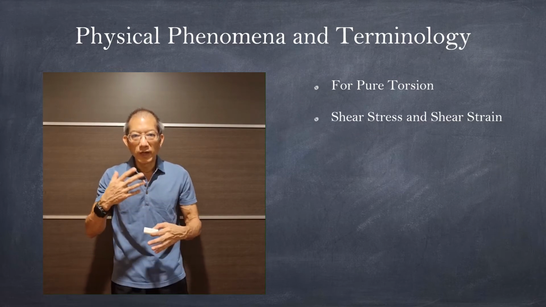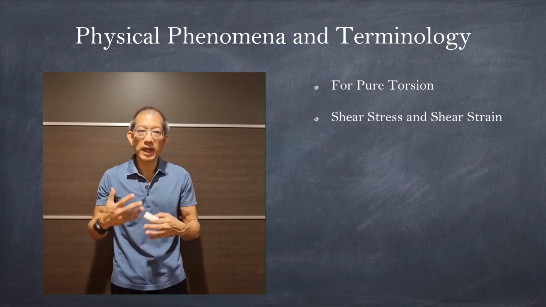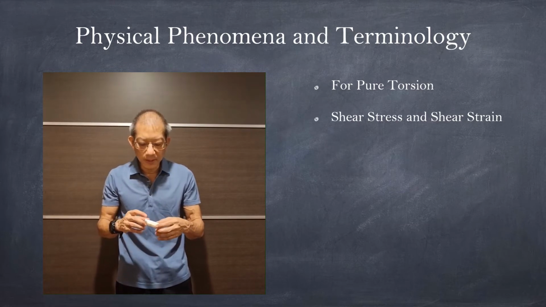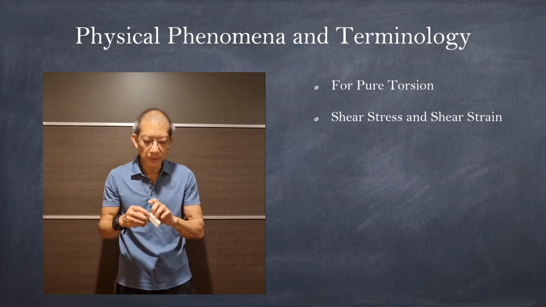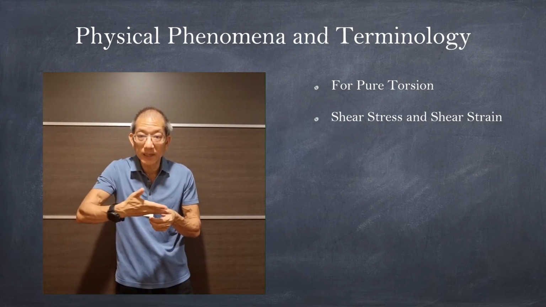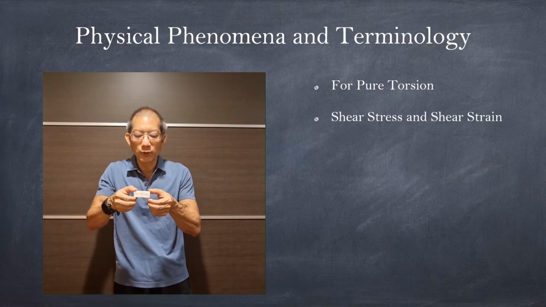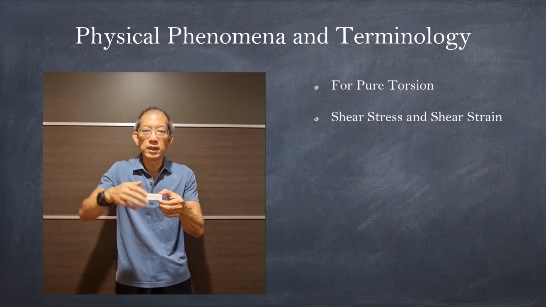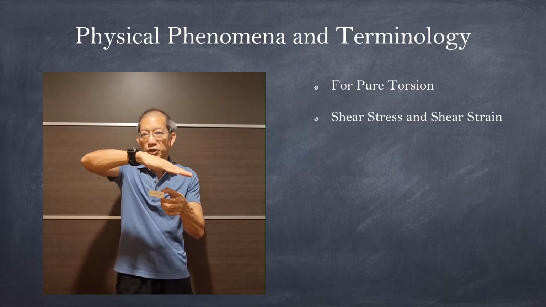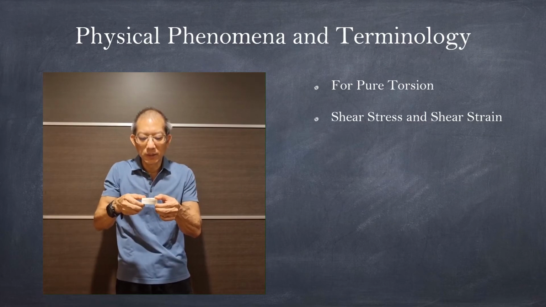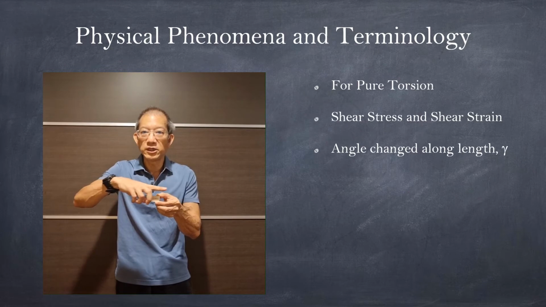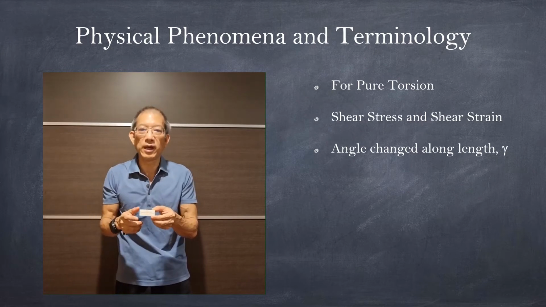Now, if it's twisting, we have to find a way to measure how it twists, right? The first one that I'd like to call your attention to is if I draw a line onto the length of the member here and I twist it, right? Notice that the line, although it remains apparently a straight line, is actually turning, right? Basically, it's changing the angle along the length of the member. This is gamma. It is the one that we calculate as shear strain.